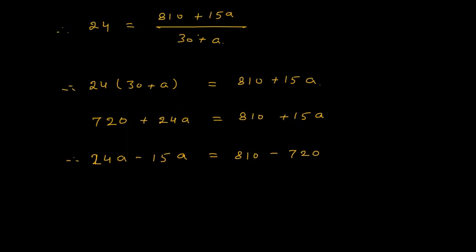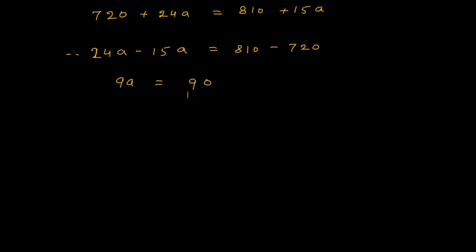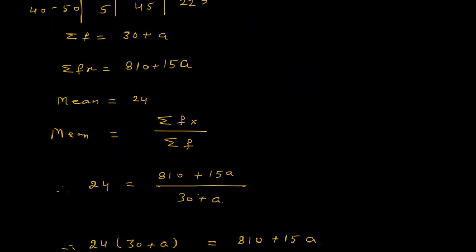So here we have 9a is equal to 0 minus 0, we will have 0. 11 minus 2, we have 9. So 9a is equal to 90. Therefore the value of a is 90 divided by 9. So our answer is 10. a is 10.